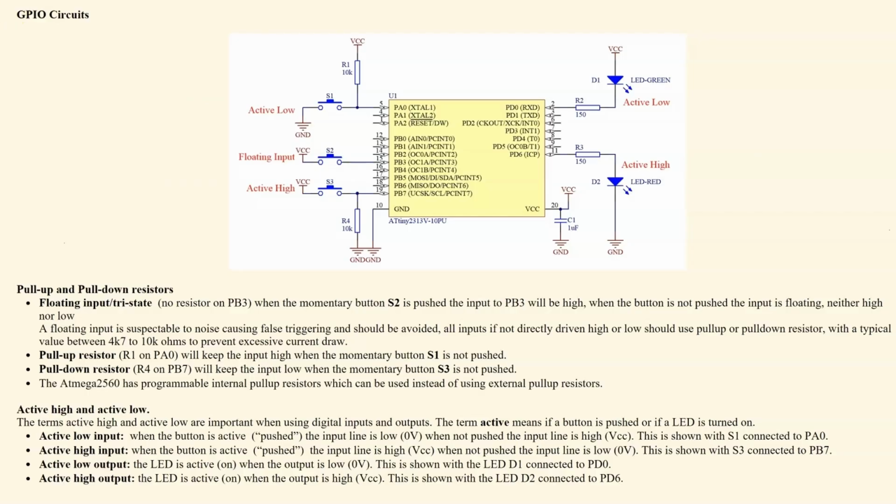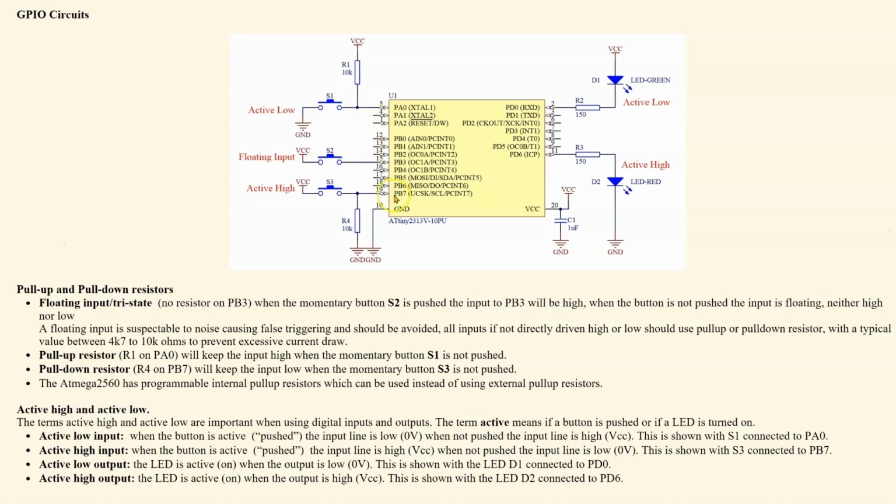The circuit shown here connects buttons and LEDs to the GPIO system. From this, we can see how pull-up and pull-down resistors can be used to prevent floating inputs. PA0 has a pull-up resistor. When the button is pressed, PA0 input will be low. When the button is not pushed, the pull-up resistor will make the input high.